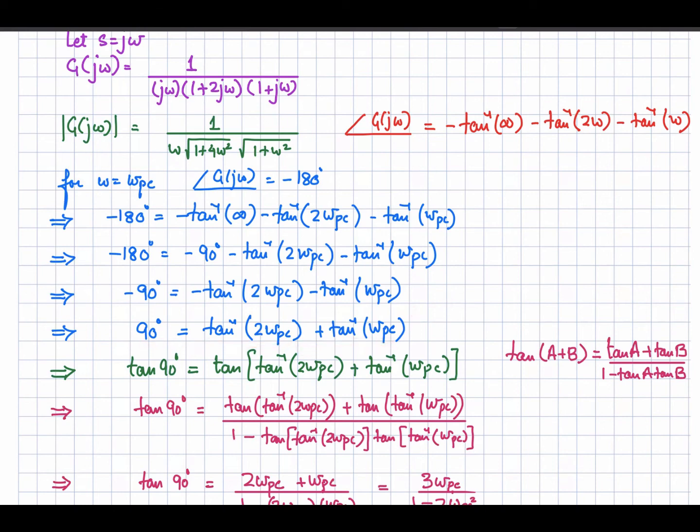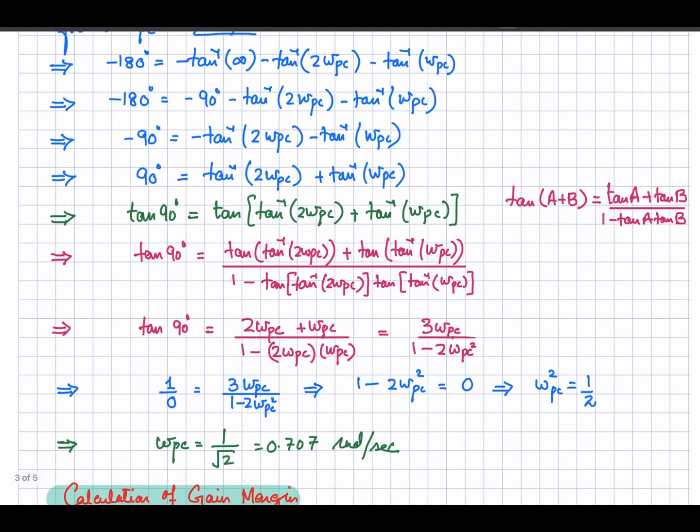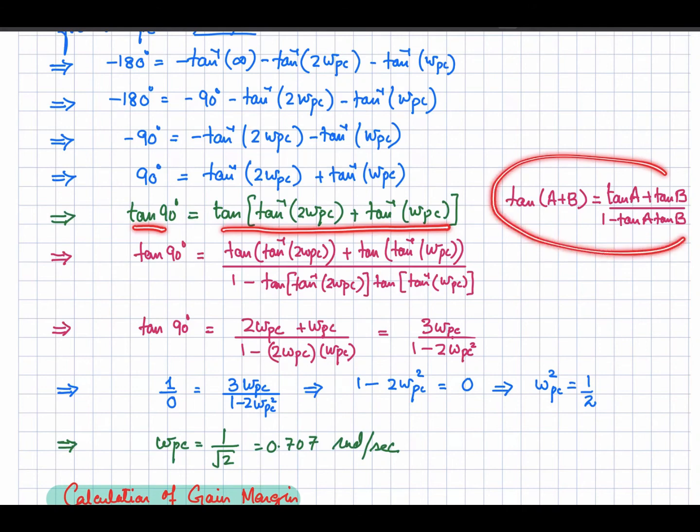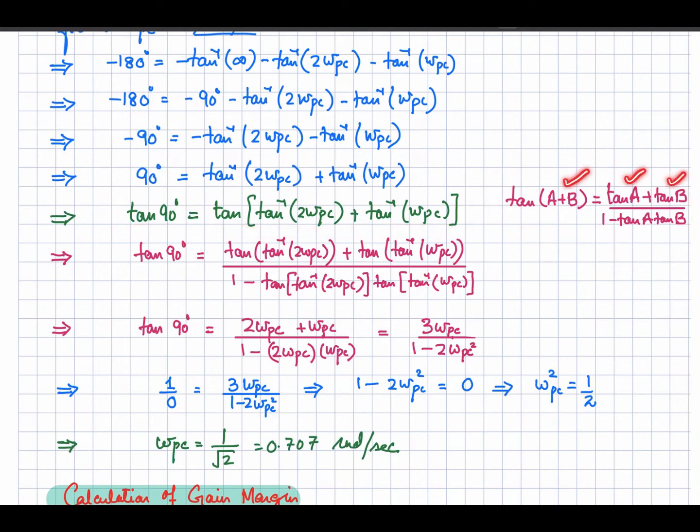Now if we take the tangent on both sides, we are going to get this equation, tangent 90 and tangent of this one, and then using this trigonometric identity, that is tangent of a plus b is equal to tangent a plus tangent b divided by 1 minus tangent a tangent b. So applying this one over here, because we have taken the tangent, this is the term a and this is the term b. So applying this trigonometric identity, you are going to get tangent of tangent inverse of 2 omega pc and tangent of tangent inverse of omega pc divided by 1 minus this term.